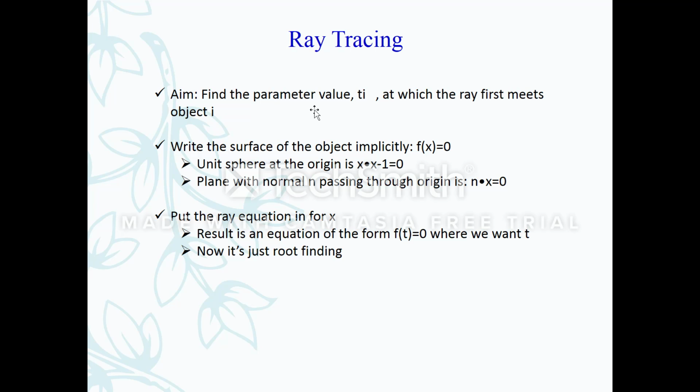Write the surface of the object implicitly, f of x equal to 0. The equation of the unit sphere at the origin is x dot x minus 1 equal to 0. A plane with normal n passing through the origin is n dot x equals 0. As you can see, the normal is perpendicular to the surface, so n dot x equals 0. Put the ray equation in for x. The result is an equation of the form f of t equal to 0, where we want t. It's just root finding.